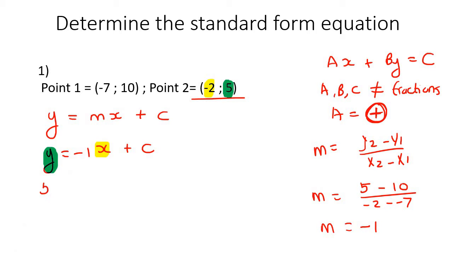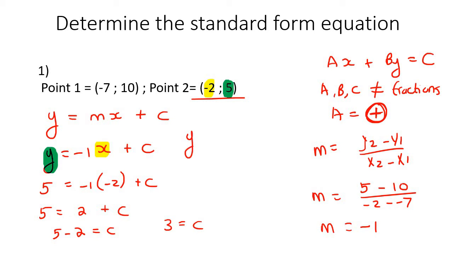And so we're going to end up with 5 equals negative 1, x is then negative 2. And so 5 is equal to 2, because negative 1 multiplied by negative 2 is positive 2. And so if you had to get c by itself, it would be 5 take away 2. And so c would be, let's just write this over here rather, c would be 3. So we have the equation now in slope-intercept form, which is like that.